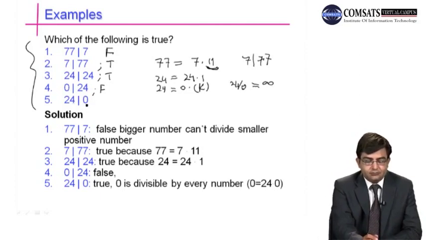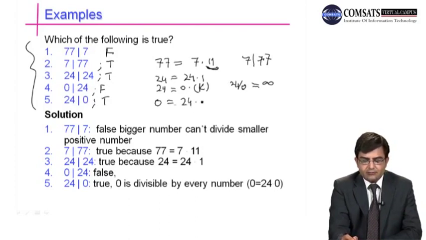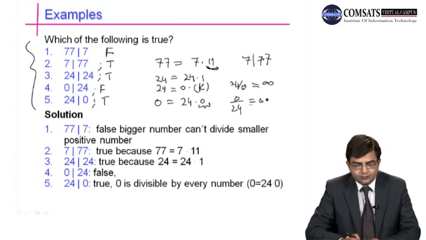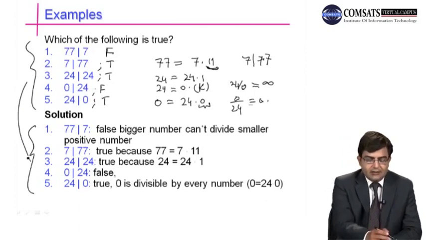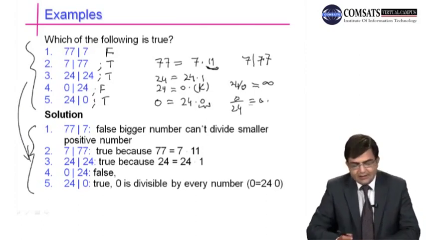24 divides 0. This is basically a true statement, because 0 can be written as the product of 24 into 0, because here 0 exists as an integer such that 24 into 0 is 0. So 0 by 24 is basically 0. So this statement is true. So I have discussed all the solutions of this exercise here.